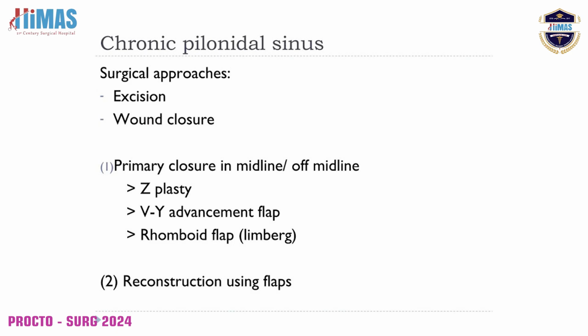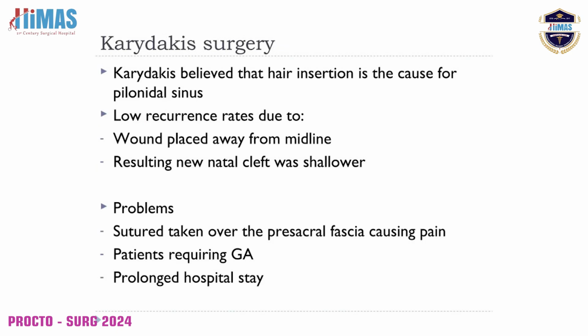So, the important thing is excision and wound closure. Excision and wound closure is mainly for just primary closure, which is not really the proper choice. The main thing are what are called flaps. The flaps are divided as Z-plasty, VY advancement flap and rhomboid flap. Also in plastic surgery they use larger gluteal flaps which require advanced surgical techniques.